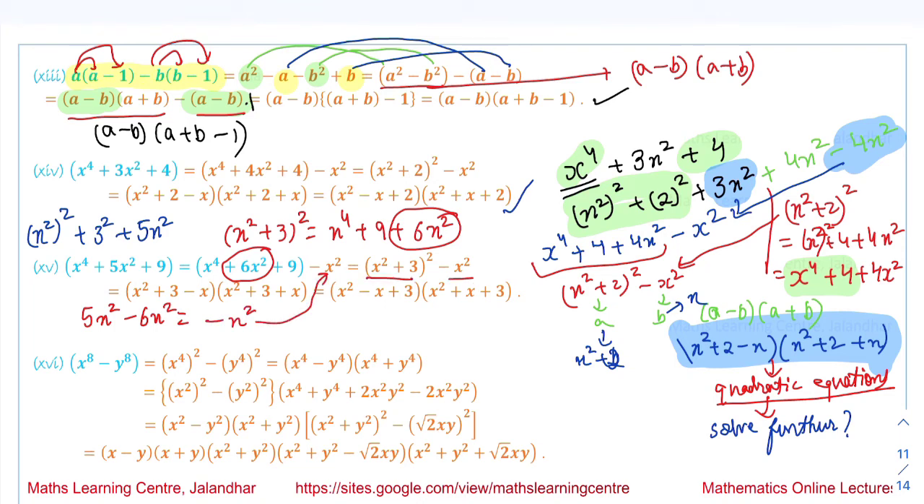You will get a square minus b square. This term is a, this term x is b. You will apply the formula and you will get this answer.